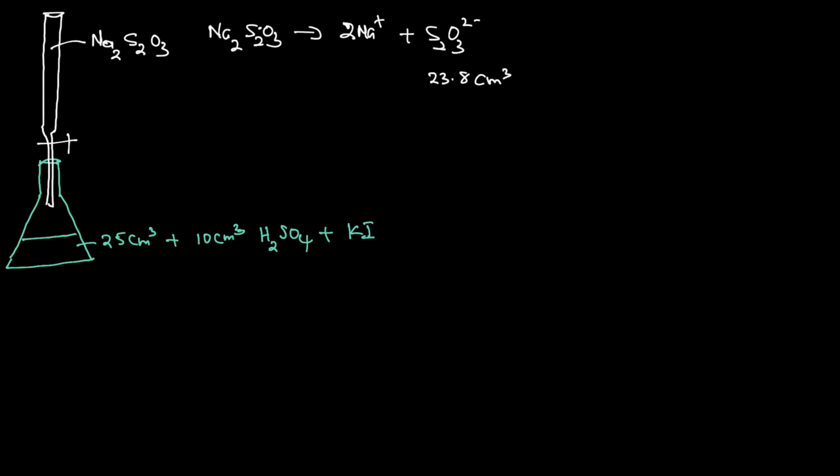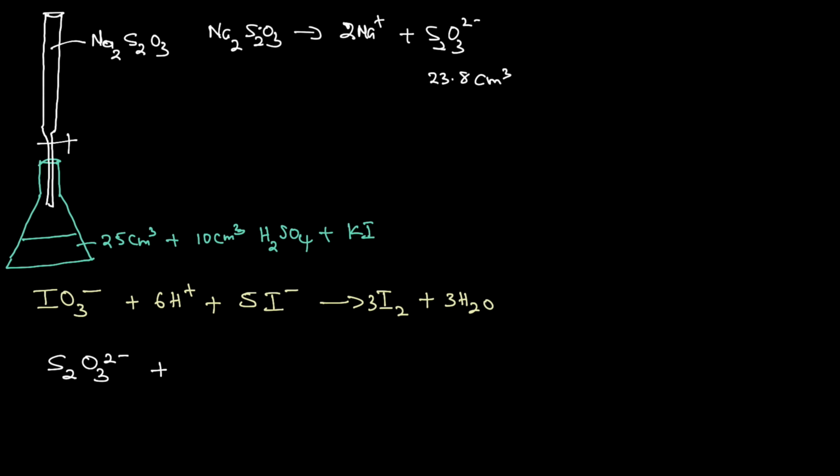Okay, so don't forget the equation we got is IO3⁻ + 6H⁺ + 5I⁻ goes to 3I2 + 3H2O. But the thiosulphate, when added, will be S2O3²⁻ plus iodine, because the thiosulphate is now reacting with the iodine. And this one you have to remember: S4O6²⁻, that's forming a dimer, plus I⁻. So converting the iodine back to iodide.